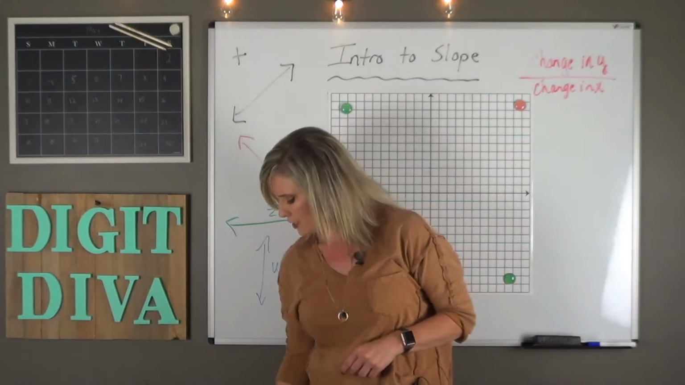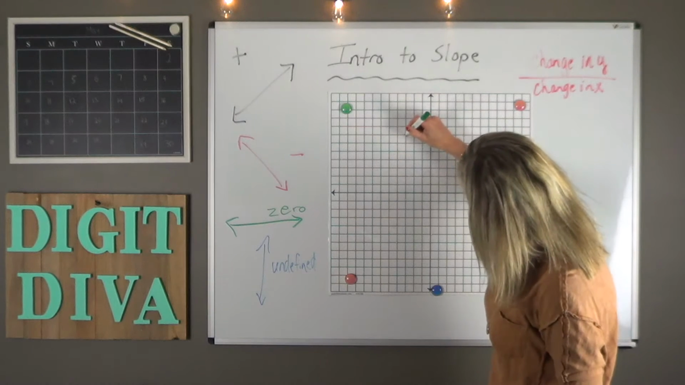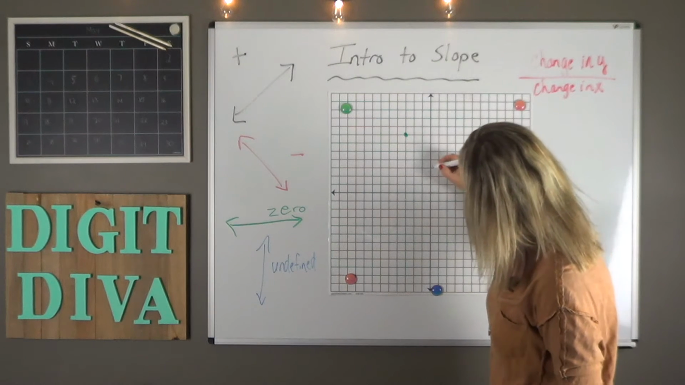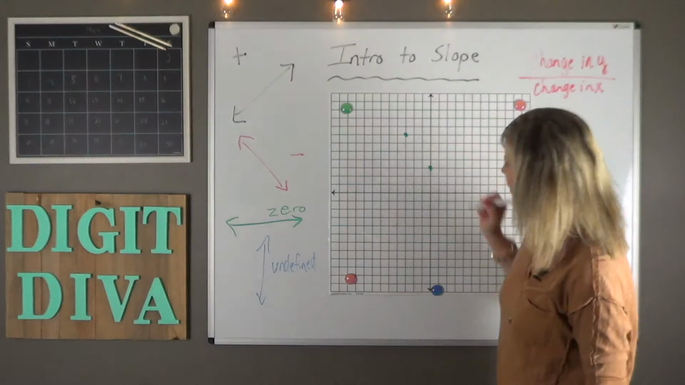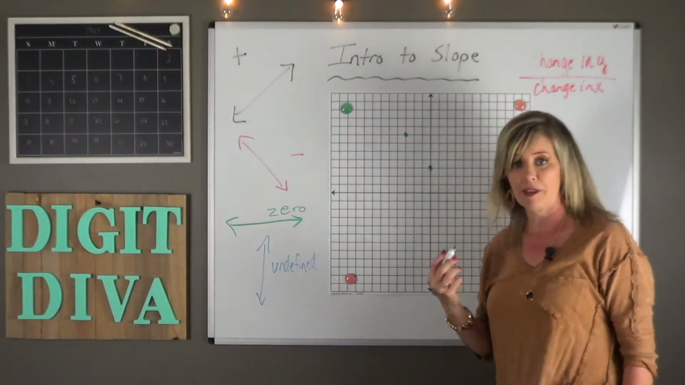All right, so let's try another line. Perhaps we have a point here and a point here. Okay, so I have 2 points. I'm going to connect those points to form a line.